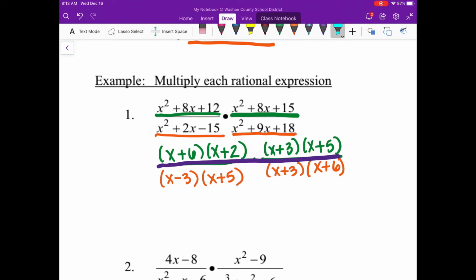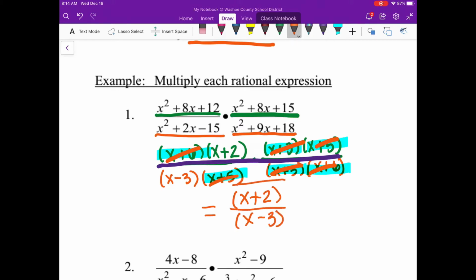Now that we're looking at this as one big fraction, I'm going to look for things that are in common in both the numerator and denominator now that this is one entire thing. So here's x plus 6 and x plus 6. Here is x plus 3 and x plus 3. Here's x plus 5 and x plus 5. So if all those things that they have in common end up canceling out, what is the only thing we have left over? We have an x plus 2 in the numerator and an x minus 3 in the denominator. And that would be my final answer, my simplified expression.